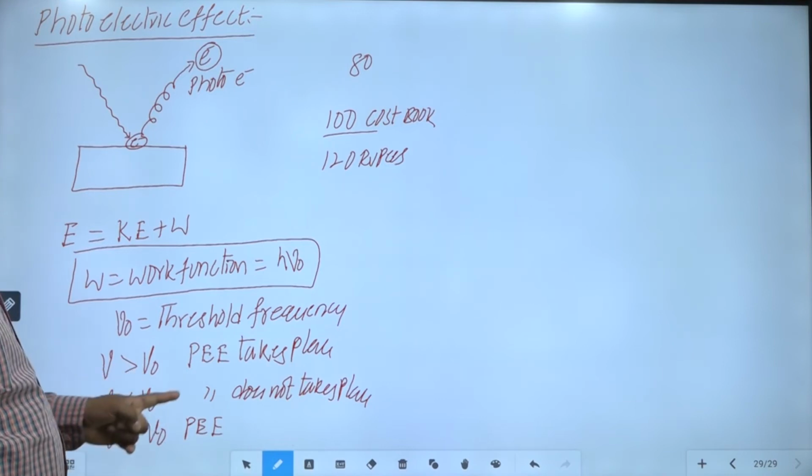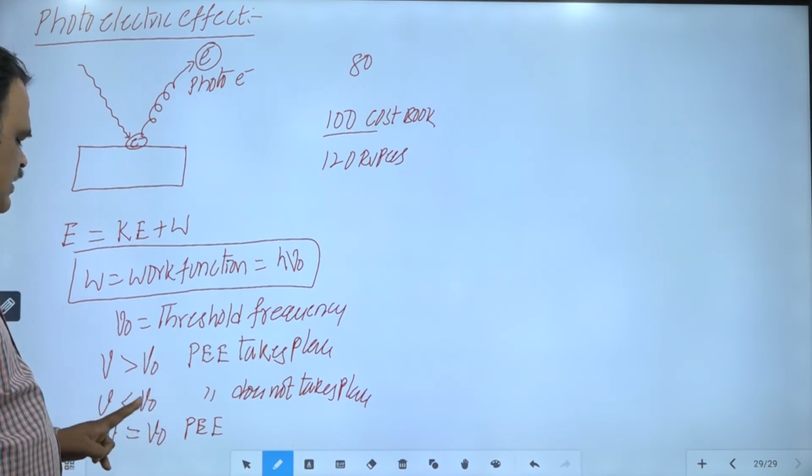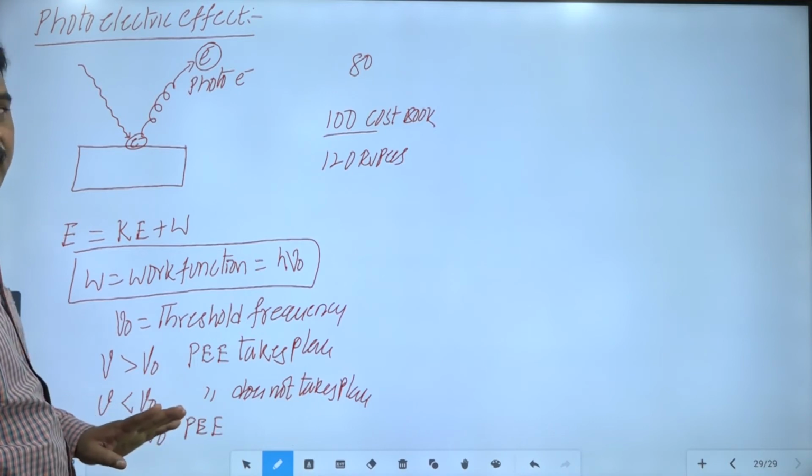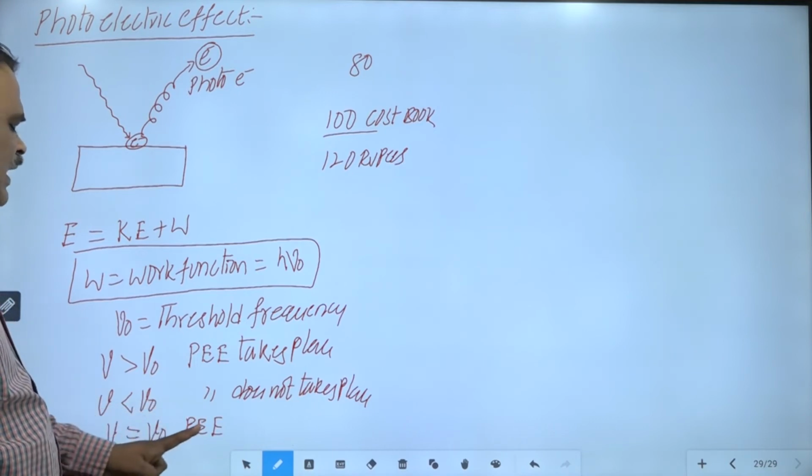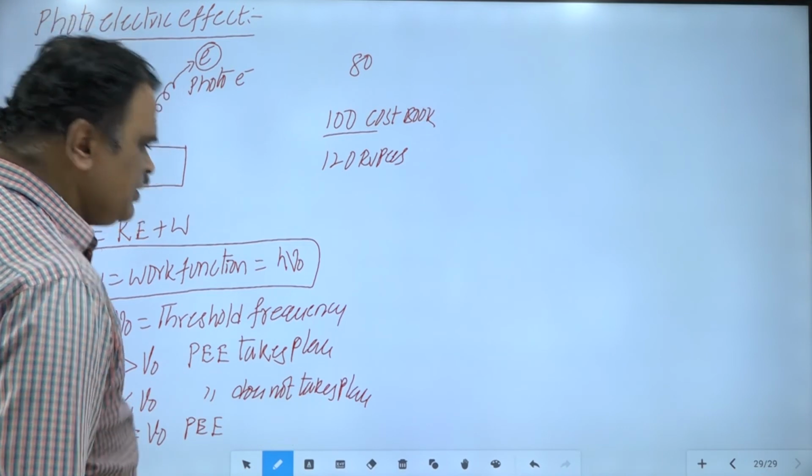Nu more than nu naught, photoelectric effect takes place. Nu less than nu naught, photoelectric effect does not take place. Nu equal to nu naught, photoelectric effect takes place with zero kinetic energy.